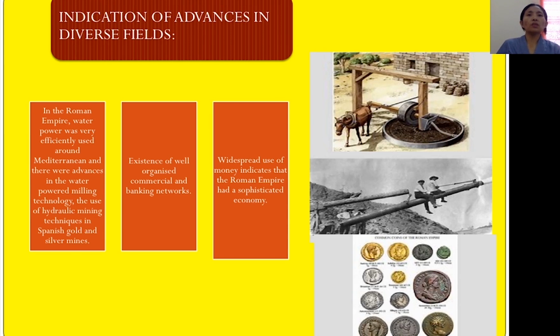The first image shows the water-powered milling technology. The second image shows the hydraulic mining technique. And this image indicates the widespread use of money by Romans.